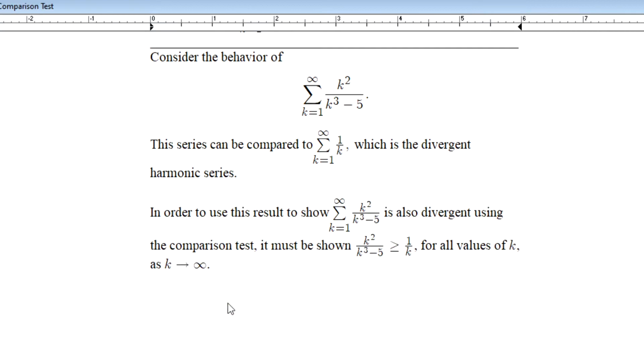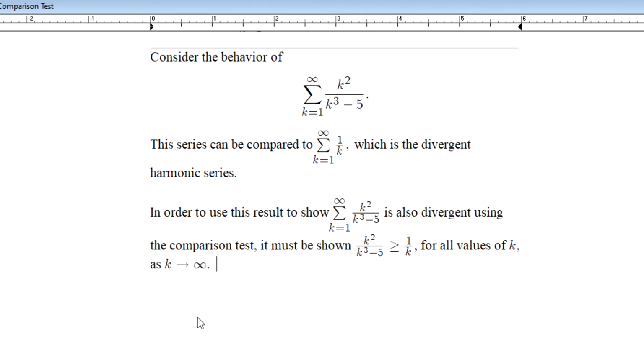All right? So we had noted, as in the previous case, that we are going to have to show, similar to the previous case, that this series' terms are always bigger than this series' terms, when we're comparing to a divergent series and trying to show divergence in terms of behavior.